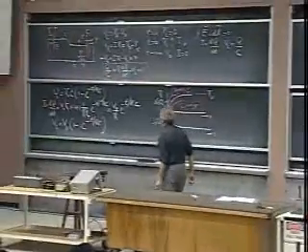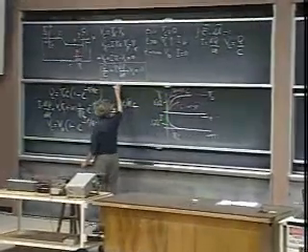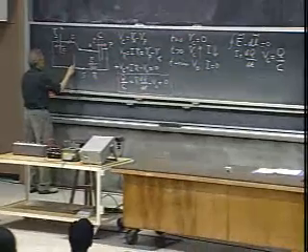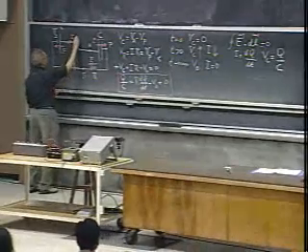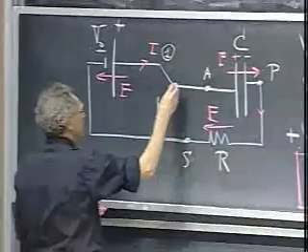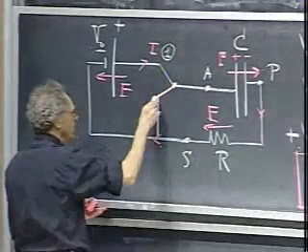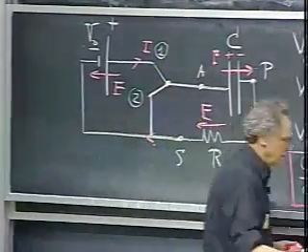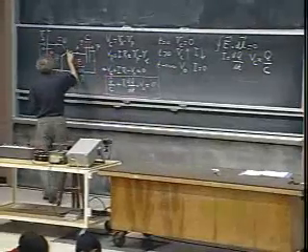Now what I want to do is make a change here. I have here a conducting wire. I call this position 1 of the switch, and I'm going to put the switch in this position, position 2. And I can do that without any danger.